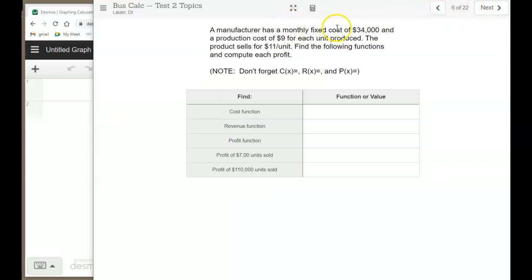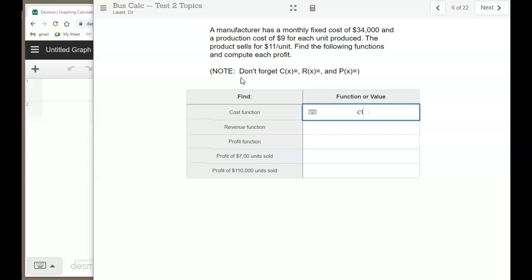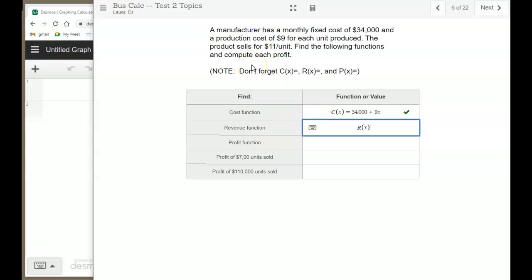A manufacturer has a monthly fixed cost and a production cost. So here I'm going to need the C of x and R of x, and I will on the test. So I should write C of x equals, then we have a fixed cost and a variable cost. So it's 34,000 plus 9x. The revenue function equals the price times the demand, so the demand 11 times the quantity, 11x. Price times quantity always. Sometimes you'll have a price function, so you'll have to multiply more than just this. So that gives me a check.